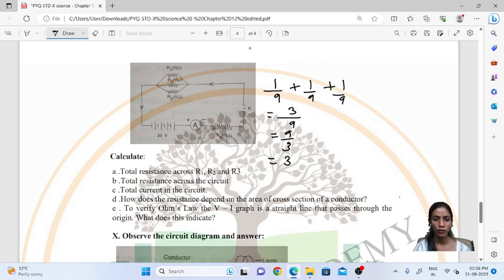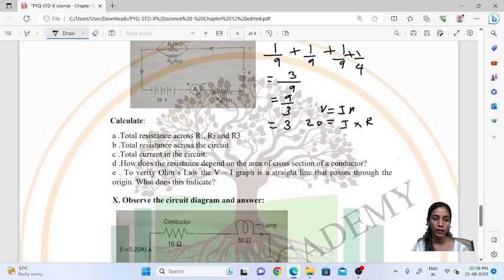Total current, you have to say V equals IR. V is 20, I we don't know, and R we have found out. First of all, total resistance in the circuit would be containing R4 also. So this will have 1 upon 4, so the answer will change. Now whatever answer you get over here, you have to put here and find the value of the current.